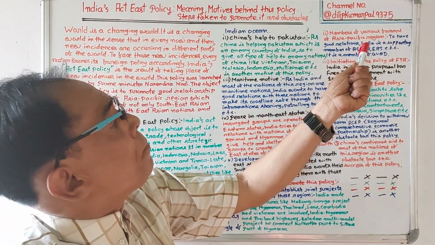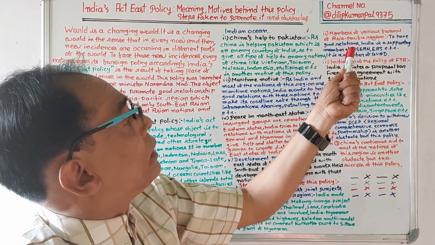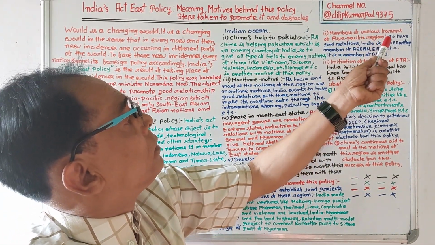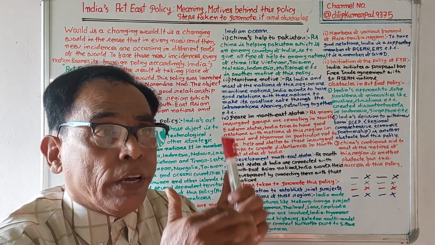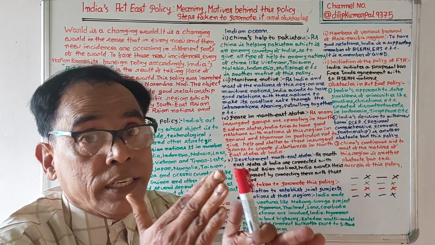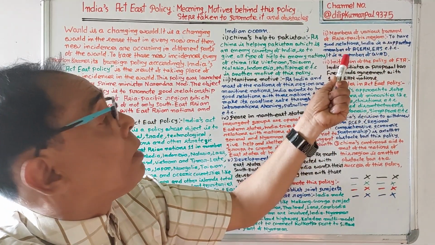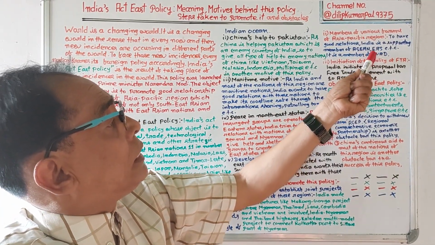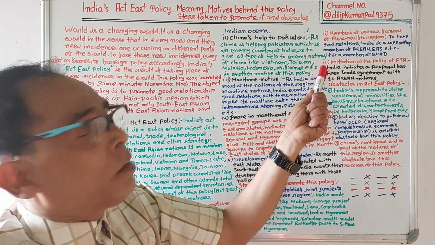Number two, member of various forums of Asia Pacific region. In order to promote this policy, India has become member of various forums of nations of Asia Pacific region. To have good relations, India is a supporting member of ASEAN, Association of Southeast Asian Nations, EAS, East Asian Summit, etc. And it is also a member of Quad.